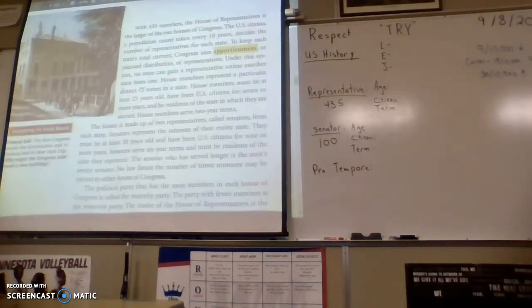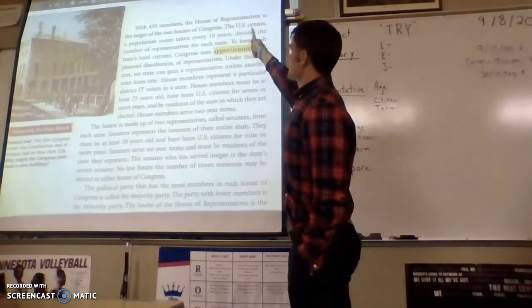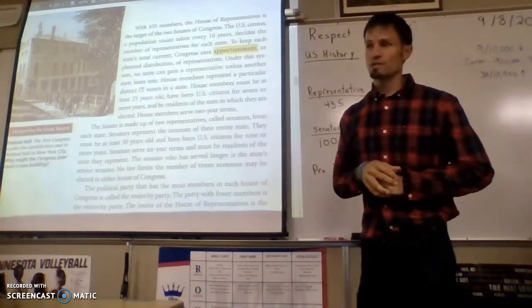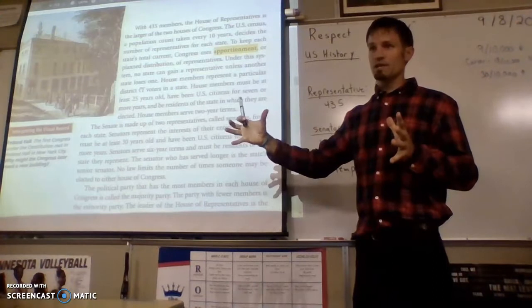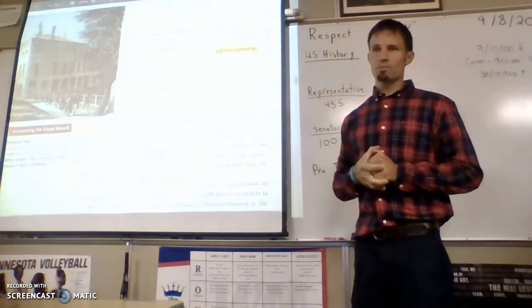So there are 435 members in the House of Representatives. Every state has a certain number of representatives, and it's all based on apportionment. How does that happen? Well, we take a census every 10 years. We're taking a census here, the 2020 census. Apportionment takes the total number of people in the country, and then based on the population of your state is how many representatives you have.